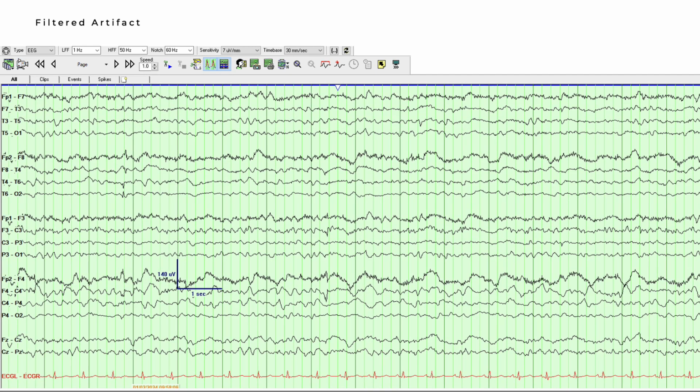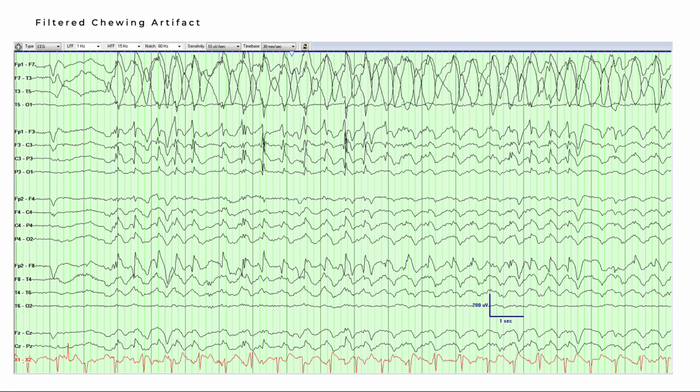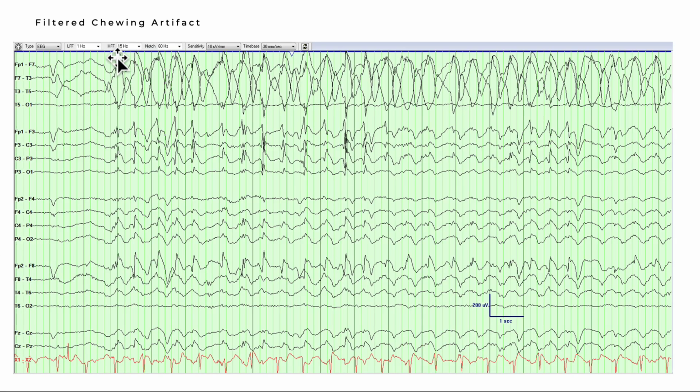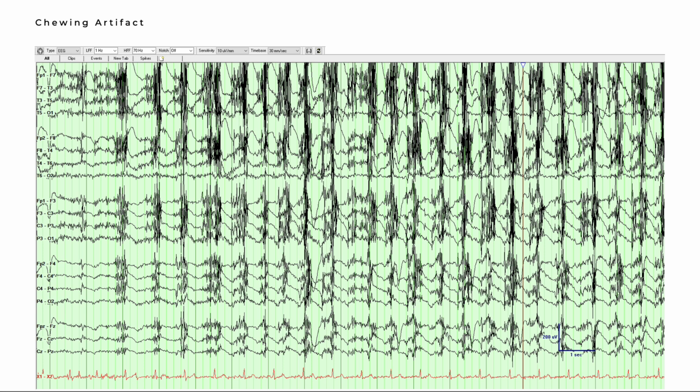So keep this in mind as something that can cause you to stumble when you're just starting out. Here's some filtered chewing artifact, and it can start to look a little scary, like this is sharply contoured, generalized rhythmic delta activity, which we'll discuss more in a later record. But when you start to over-filter things, it can look a bit more scary, like there's sharp waves in here, when really it's just the same chewing artifact we saw before, but with a different filter setting, which is now down to 15 hertz. So be very careful with your filtering and always look at things without excessive filtering, with normal settings of a high frequency filter of 70 hertz when there is an abnormality.